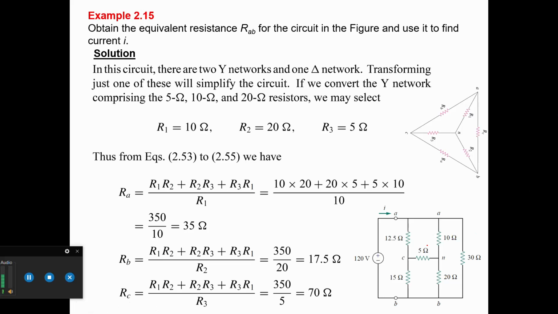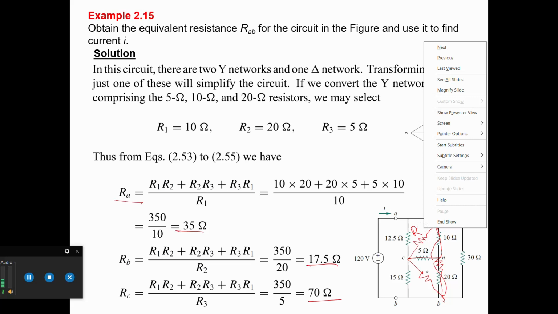So in order to solve this, we apply the conversions. We take this network and try to convert it into a delta network like this. We apply the formulas: as you recalled earlier, RA is equal to (R1R2 + R2R3 + R3R1) divided by R1. RA is related to R1. Similarly you get the value for RB and for RC. These are the three values, the equivalents of R1, R2 and R3.